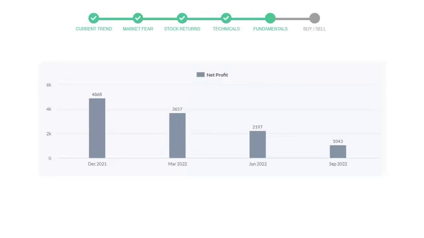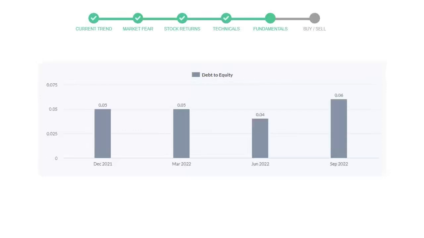Let's see debt numbers. Debt to equity number tells us how much the company is in debt. In the first quarter, it was 0.05. Then it was the same in the next quarter. Then in third quarter, it again went down to 0.04. In the recent quarter, the debt score increased to 0.06. Generally, this ratio should not be over 2.0.